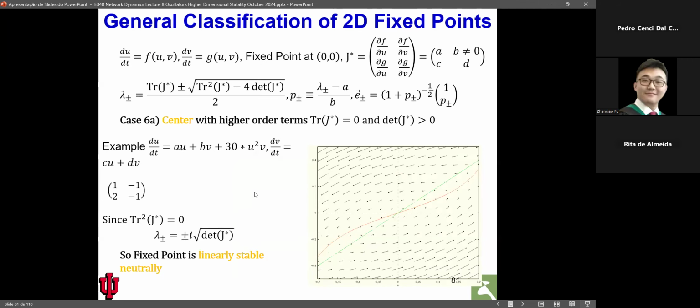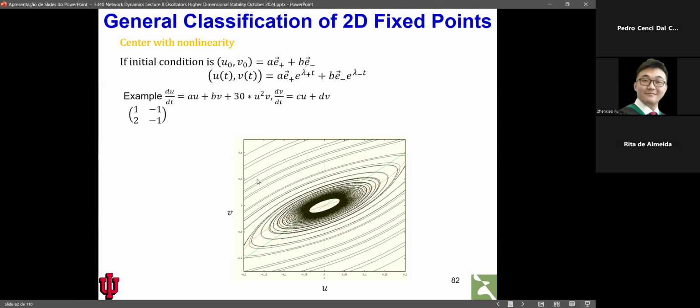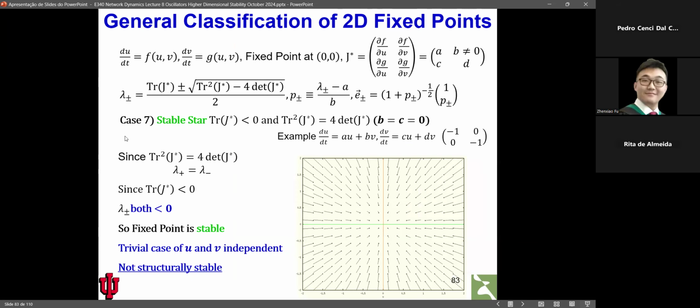And the general classification of 2D fixed points. Okay, this is case 7. You have a star, a stable star. You have less than 0, and you have something which is equal. So you have 0 here, right? So lambda plus and minus is just the trace over 2. And because the discriminant is 0, it means that lambda plus is equal to lambda minus.